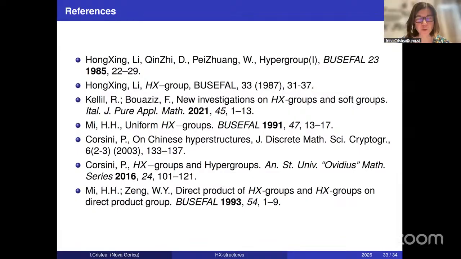Okay, 2 minutes just to show you a little bit of the references. You can see the initial paper in 85 was published in Busfall. Unfortunately, it's not easy to get them, but whoever is interested can contact me, and I managed to have not all of them, but some of them. You see that also Corsini worked on these HX groups and hypergroups, because he constructed hypergroups starting from HX groups.